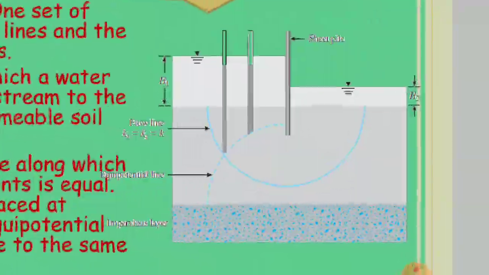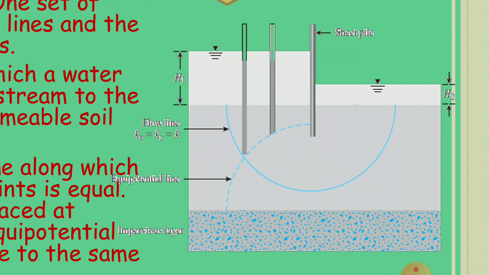In this figure, a flow line can be seen along which a water particle travels from the upstream to the downstream side in the permeable soil medium. On the other hand, an equipotential line is a line along which the potential heads at all points are equal. In this figure, the dotted line is an equipotential line. If piezometers are placed at any points along an equipotential line, the water level will rise to the same elevation in all of them. That is, the potential head will be the same at each point of the equipotential line.